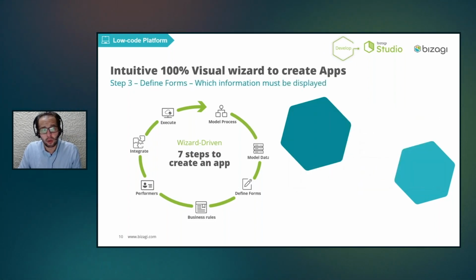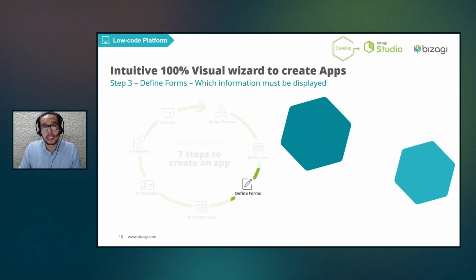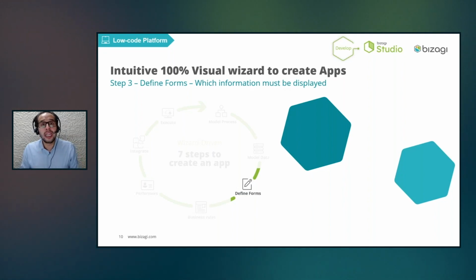Specifically, one of the things that we want to see through the presentation is that among these 7 steps, we have step number 3. Step number 3 has as its main objective to define the forms. When we're talking about defining our forms, we're talking about how and which information we want to present to the end user. Here is where we will be thinking about that end user experience.